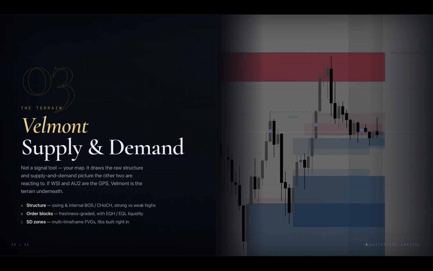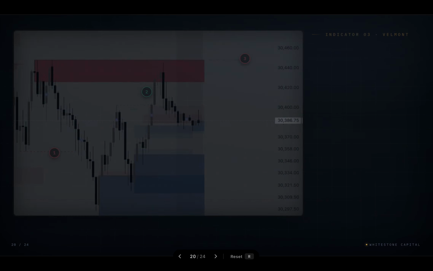Last one, Velmont, Supply and Demand. This isn't a signal tool, it's your map. It draws the raw structure and supply and demand picture that the other two indicators are reacting to. If WSI and AU2 are the GPS, Velmont is the terrain underneath.